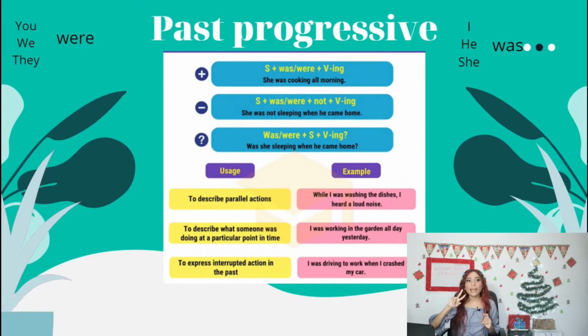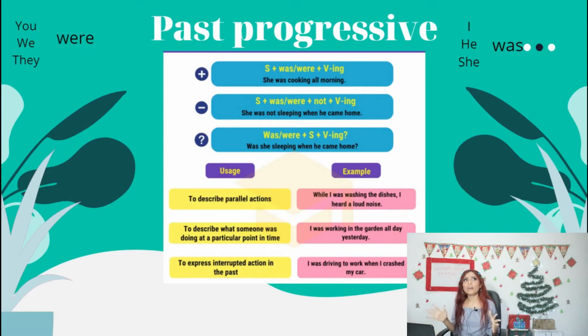These two actions are happening at the same time, but maybe in a different place or maybe done by a different person. For example, while I was washing the dishes, I heard a loud noise. These are parallel actions. I was washing the dishes, but I heard a loud noise.